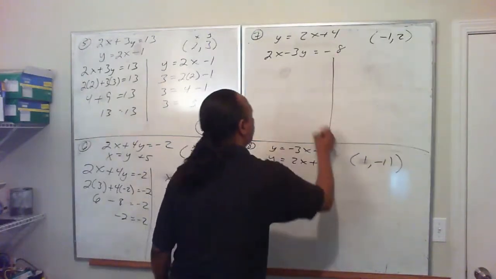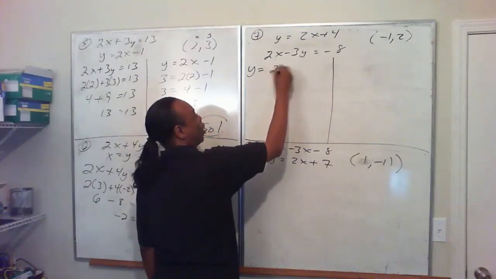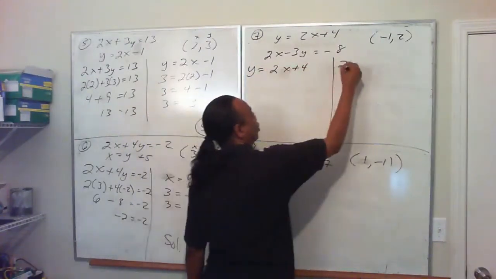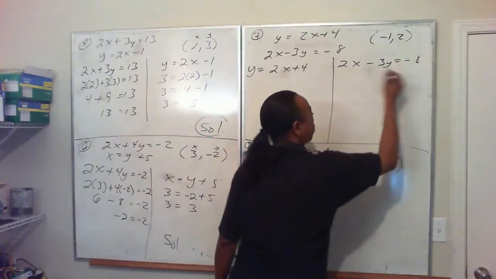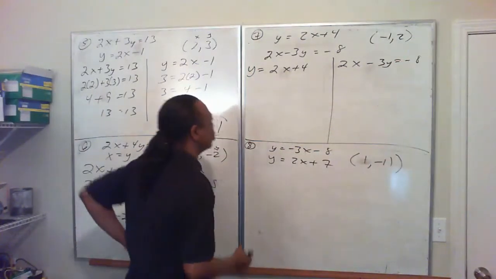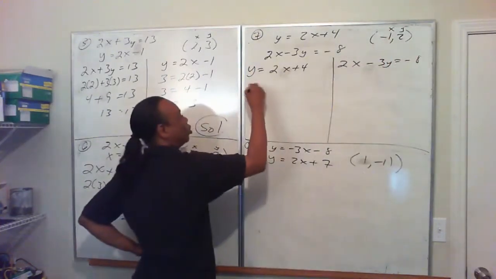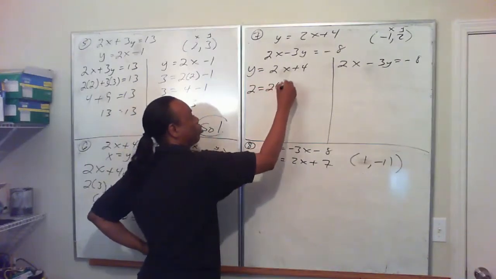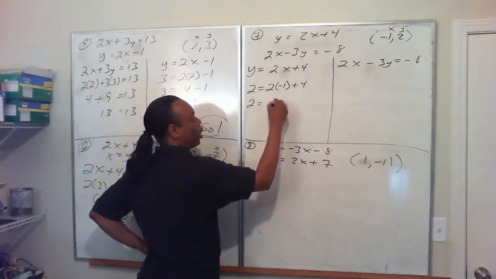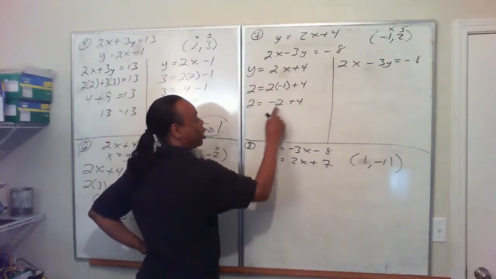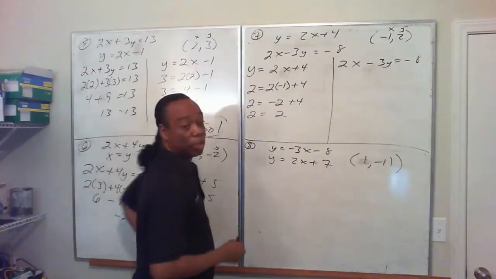All right, let's take a look at number 7. Number 7, we want to see if this is a solution for y equals 2x plus 4. And then we also want to see if this is a solution for 2x minus 3y equals -8 simultaneously. So let's take a look. So x is -1 while y is 2. So this is 2 equals 2 times -1 for x. And then when I multiply my 2 times -1, I get -2 plus 4. You add these two, you'll get 2 equals 2. Okay, so far it looks good.